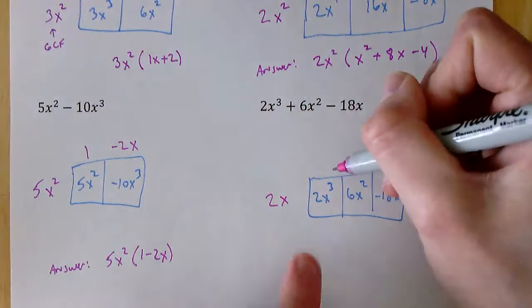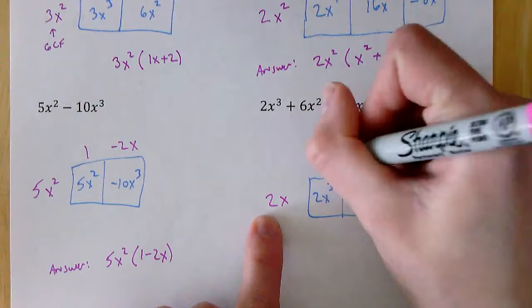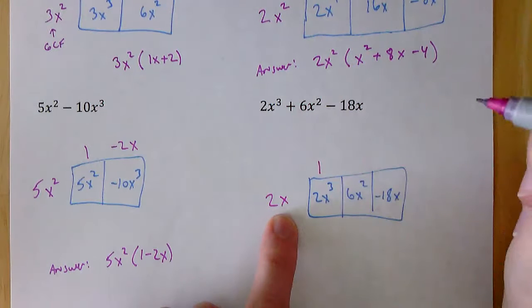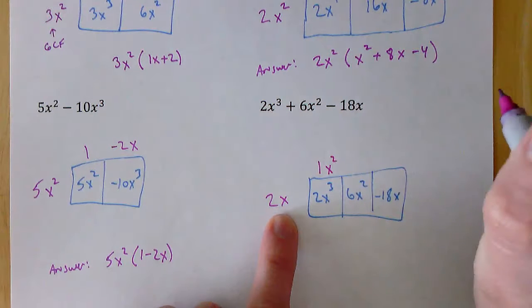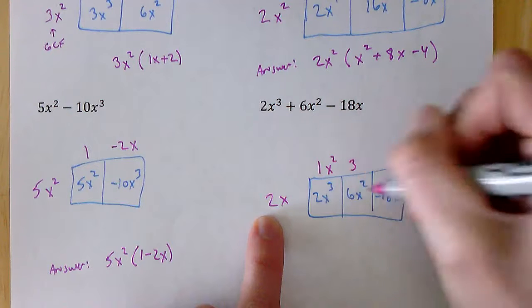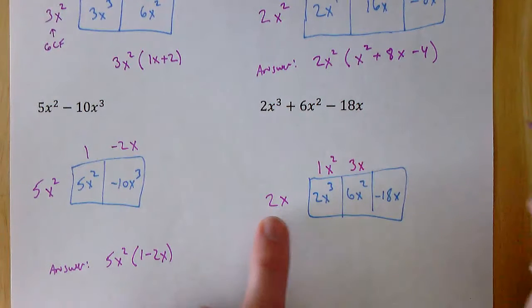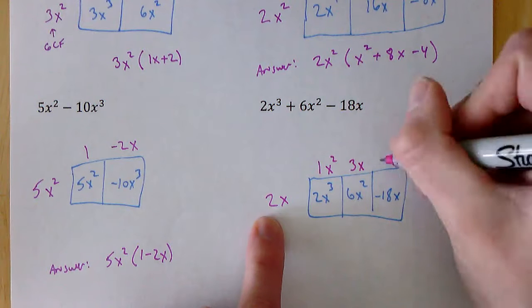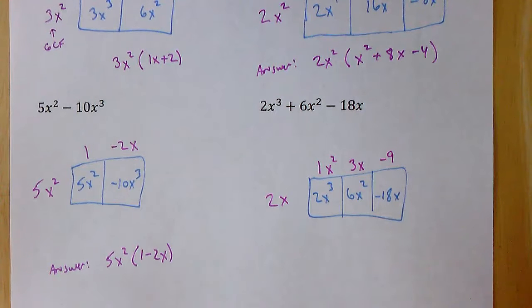All right, and then what am I multiplying this by to get this? Well, 2 times 1 will give you 2. And if I have 1x, I need to get up to 3. I need 2 more. This guy, what do I multiply 2 by to get to 6? 3. I have 1x, I need 2, so I need 1 more. What do I multiply 2 by to get -18? -9. I have 1x, I need 1x, so that's it.